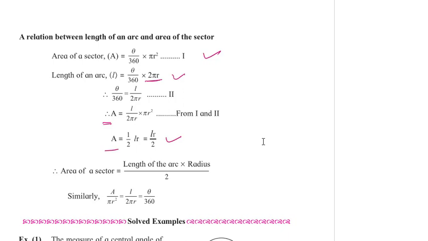So area upon pi r square is equal to L upon 2 pi r, equal to theta upon 360. This is the formula which covers your area of sector and your length of arc, and if you compare these two, you can find a relation between area and length of an arc. So this formula is very important.